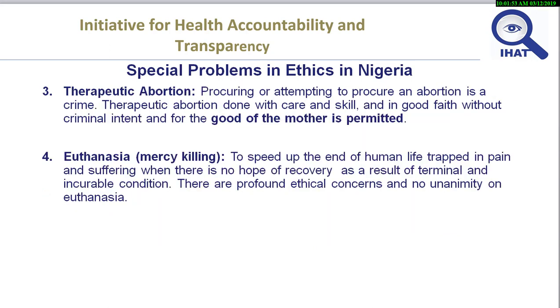The third special problem that is common is therapeutic abortion. Procuring or attempting to procure an abortion is a crime, but therapeutic abortion done with care and skill and in good faith without criminal intent and for the good of the mother is permitted. The issue of euthanasia, to speed up the end of human life trapped in pain and suffering when there is no hope of recovery and as a result of a terminal and incurable condition, constitutes an ethical dilemma and there is no unanimity on this particular topic.